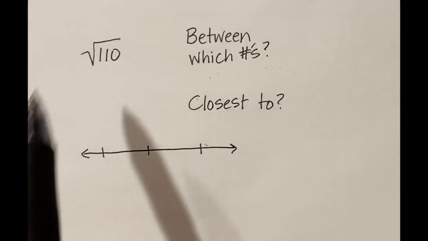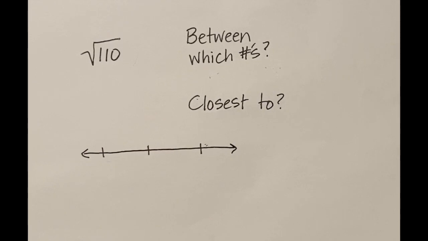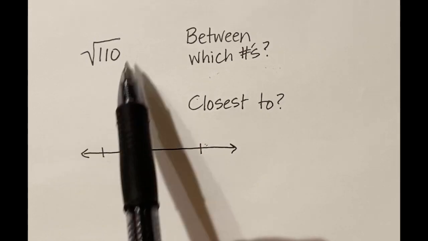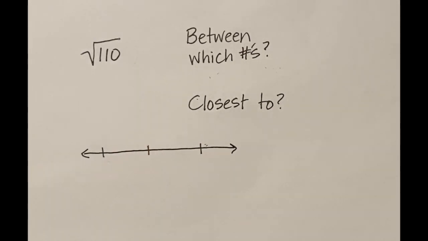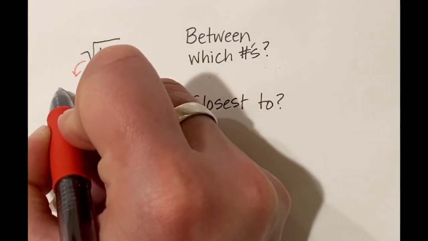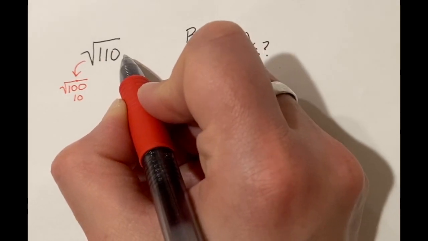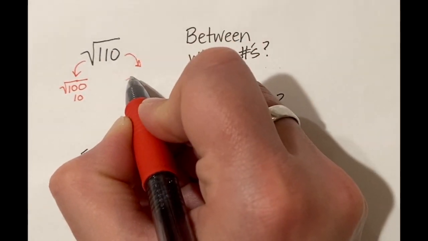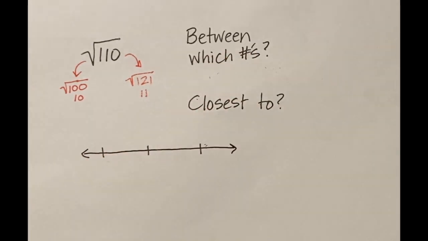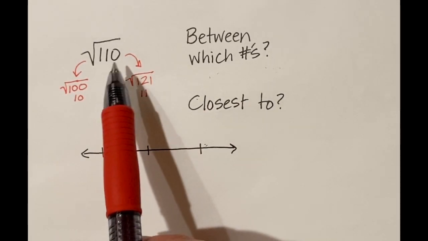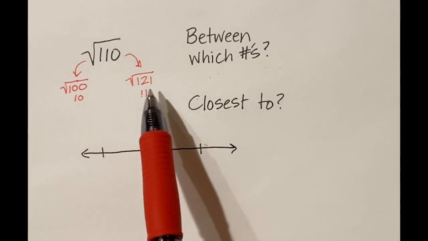So we know things like the square root of 4 is the integer 2, or the square root of 16 is the integer 4. So we can start thinking about which perfect squares are close to the square root of 110. Well, we know that the square root of 100 is 10, and on the other side of this, the square root of 121 is 11. So just from having this little bit of knowledge, we know that the square root of 110 lies between the integers 10 and 11.